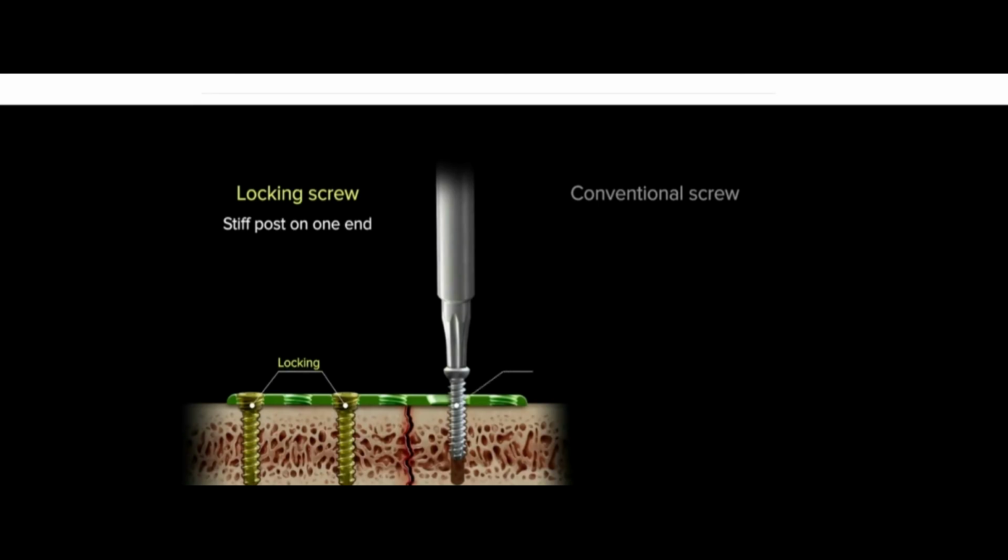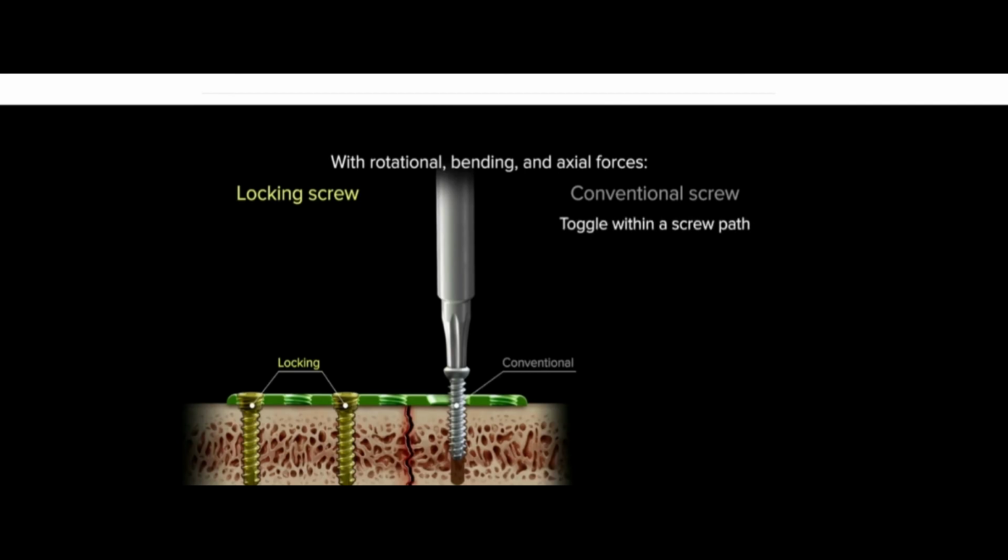Fixation constructs usually combine the use of locking and conventional screws. The locking screws function as the stiff post on one end, while the conventional screw adds the longitudinal axial compression when driven through a dynamic oblong hole. Locking screws fail in parallel, while conventional screws fail in series. With rotational, bending, and axial forces, conventional screws toggle within the screw path and loosen. Locking screws and plates, on the other hand, must fail as a unit.